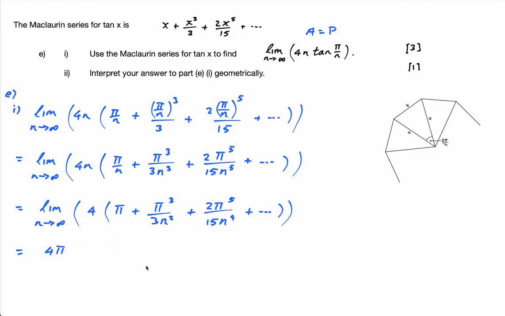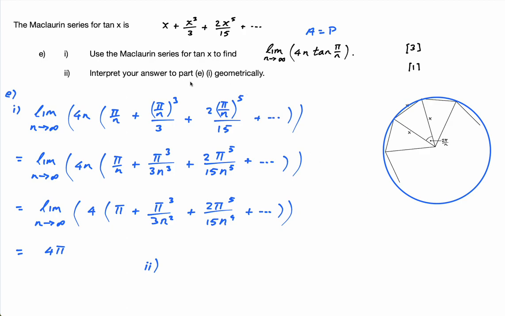And that's it. So as n gets bigger and bigger, you can imagine this regular polygon. As we make it more and more sides, what happens is it just turns into a circle, because these sides just become so small.